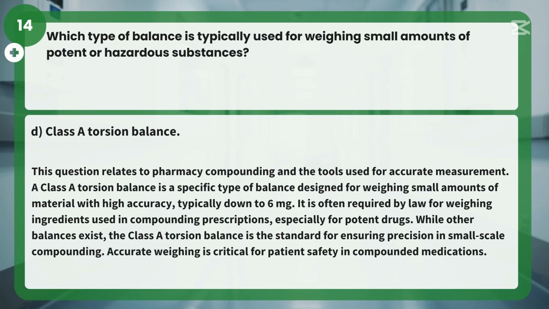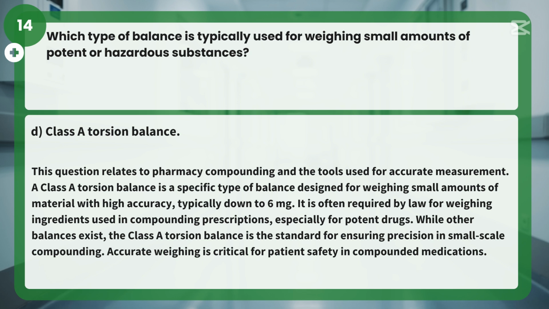Answer: D. Class A torsion balance. This question relates to pharmacy compounding and the tools used for accurate measurement. A Class A torsion balance is a specific type of balance designed for weighing small amounts of material with high accuracy, typically down to 6 milligrams.